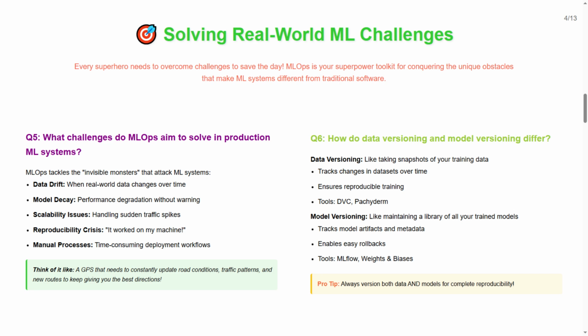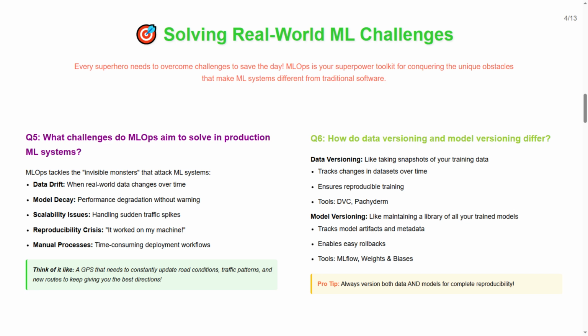Model decay, performance degradation without warning. Scalability issues, handling sudden traffic spikes. Reproducibility crisis, it worked on my machine. Manual processes, time-consuming deployment workflows.